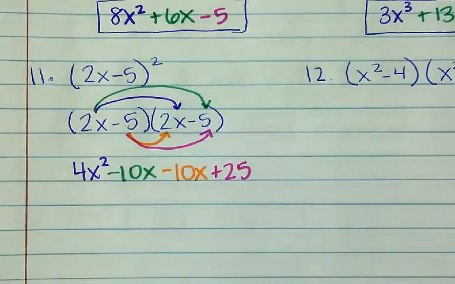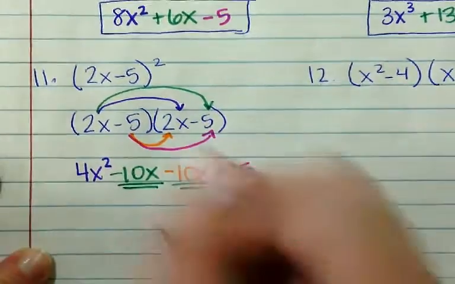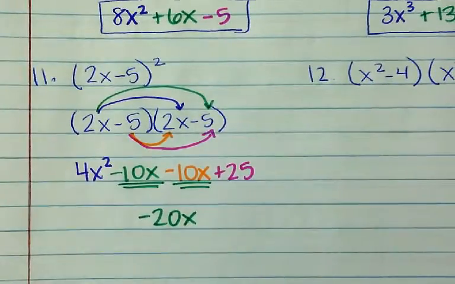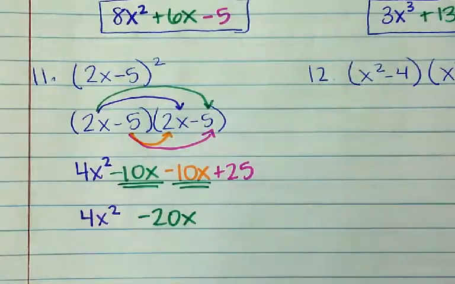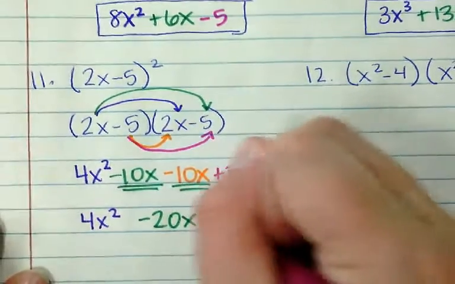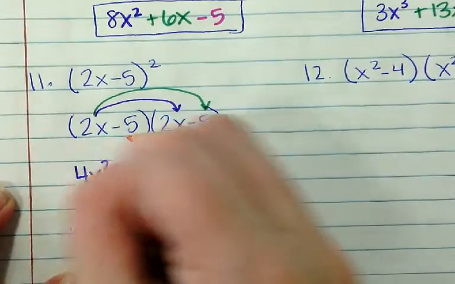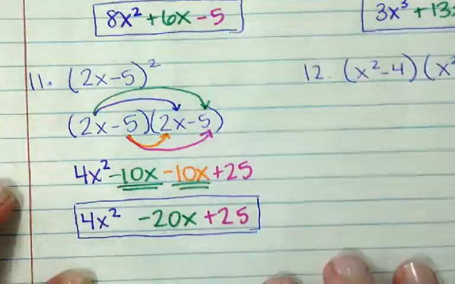Yeah, we're going to have to combine our negative 10x and our negative 10x. That's going to be negative 20x. We still have 4x squared plus 25, right? So it doesn't matter to me which order you do it in. You can write it out all at once, or you can think, oh, I'm going to combine those middle terms. But this right here is a great example of that middle term there. All right, guys? Do y'all feel good about that?